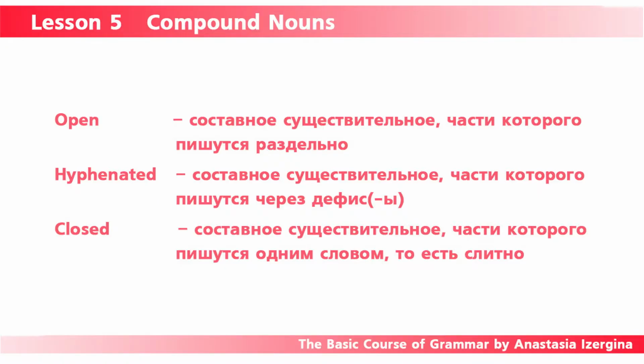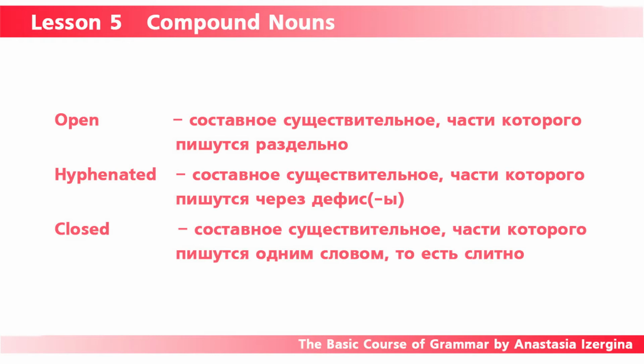There are 3 basic types of compound nouns. First type is called open. This is a situation when we have 2 or more parts not linked together but making a new notion. It means that if 2 words come together, they make a new notion but they don't link with each other. This type is called open type of compound words. Hyphenated nouns are those nouns which have different parts of the words written with a dash between them. And the last type is closed type of compound nouns.